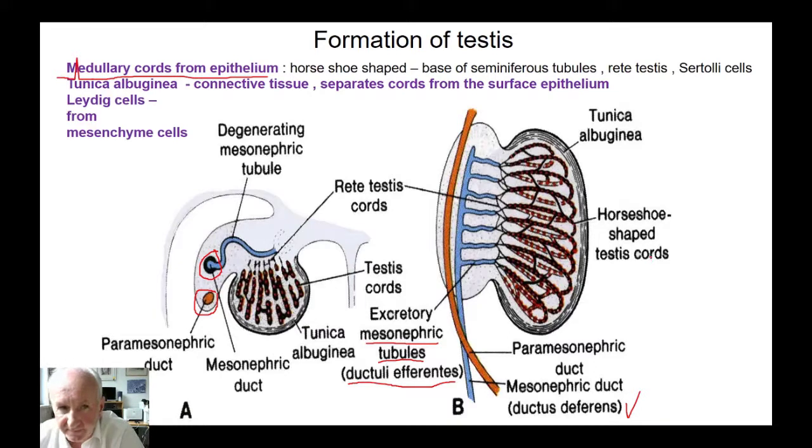So Leydig cells will differentiate from mesenchyme cells, because Leydig cells are not lying in the seminiferous tubules. Leydig cells are lying in the loose connective interstitial tissue around the seminiferous tubules. So the Leydig cells are differentiating from the mesenchyme cells in the developing testis.